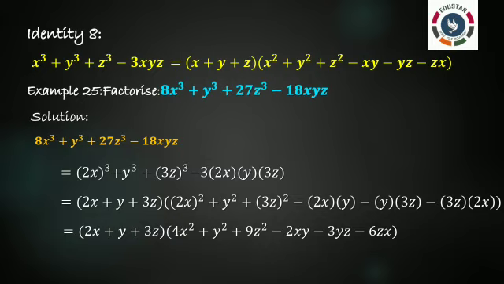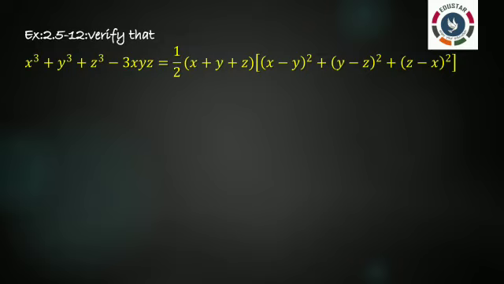Exercise 2.5, 12th sum. Verify that x cube plus y cube plus z cube minus 3xyz is equal to 1 by 2 into x plus y plus z into x minus y the whole square plus y minus z the whole square plus z minus x the whole square. Okay, now I want you guys to take a note and sit in front of your laptop or mobile and try this sum by yourself. See the RHS. Here you have x minus y the whole square plus y minus z the whole square and z minus x the whole square.